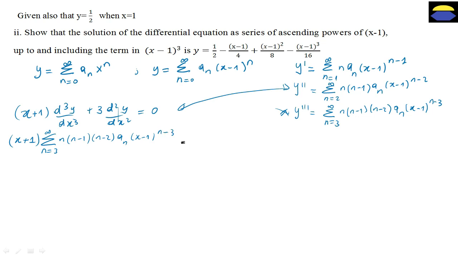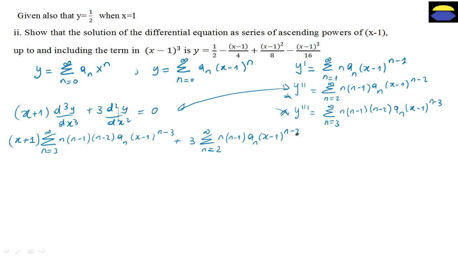So this is for the third derivative. Now plus 3 times the second derivative. This is the expression over here: the sum from n equals 2 to infinity of n minus 1, a sub n, x minus 1 to the power n minus 2.